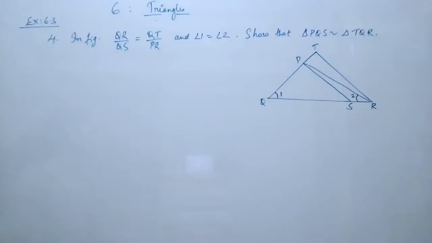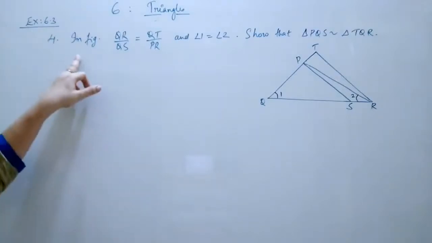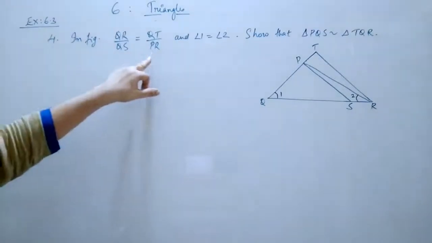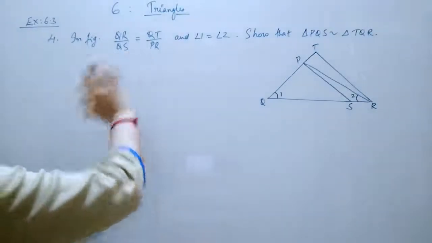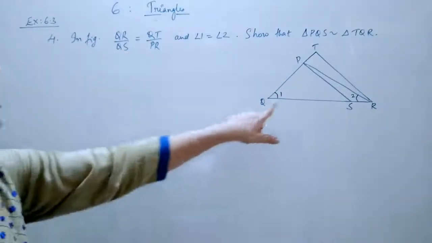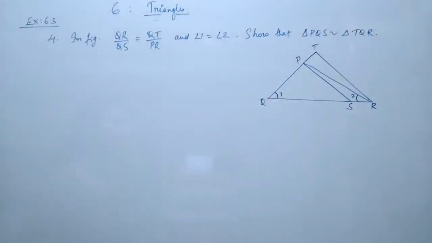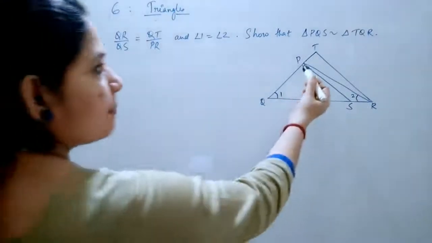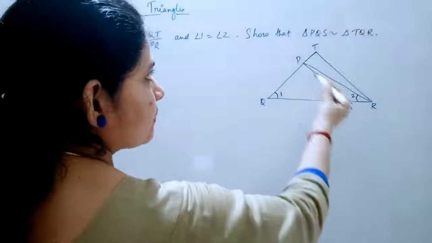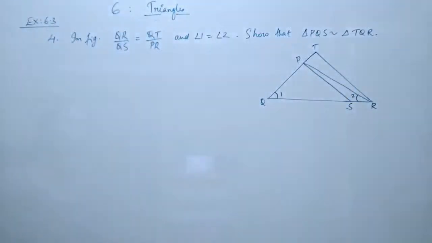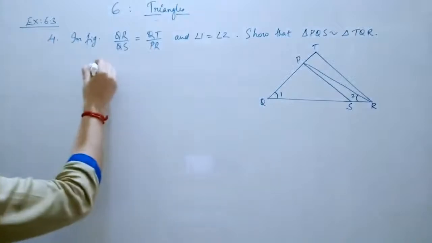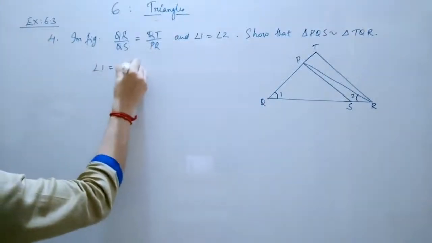Now question number 4 is, in the given figure, QR by QS is equal to QT by PR. These two fractions are given to be equal, and angle 1 is equal to angle 2 is also given. You have to show that triangle PQS and triangle TQR are similar. So we will start with angle 1 is given to be angle 2.